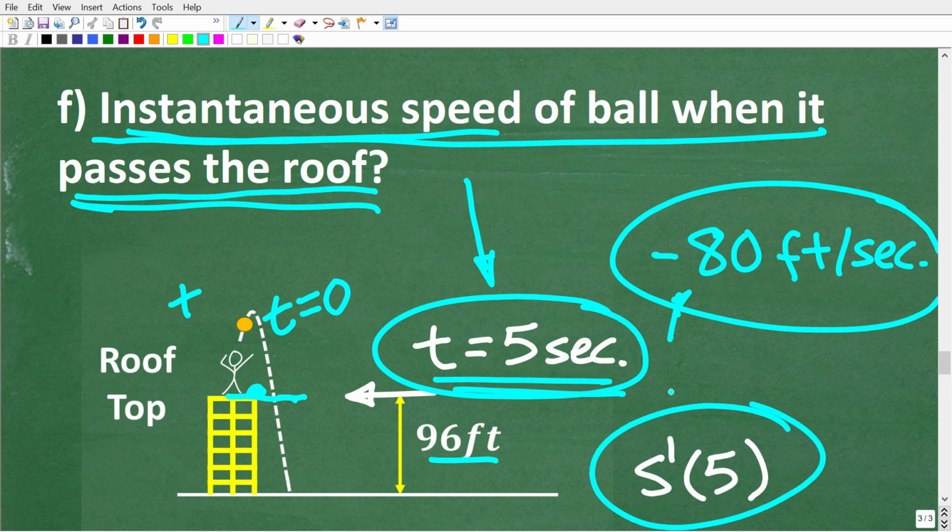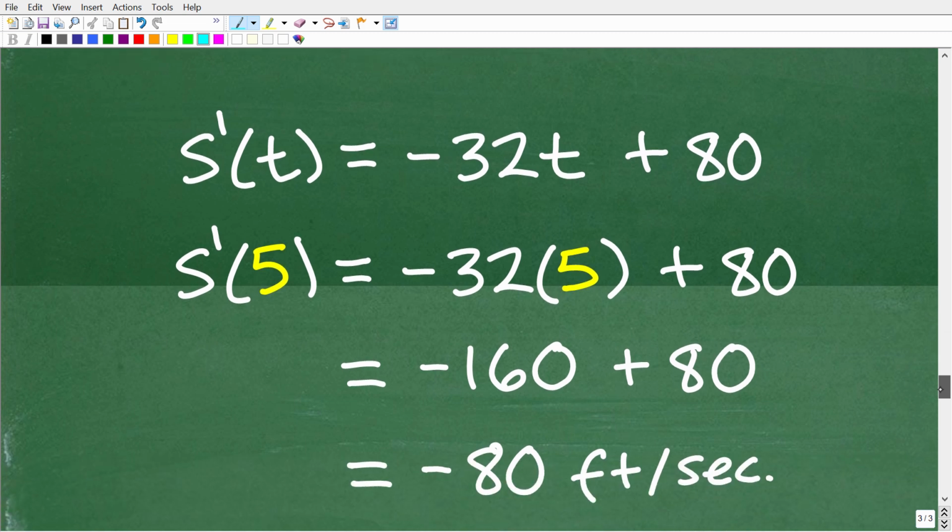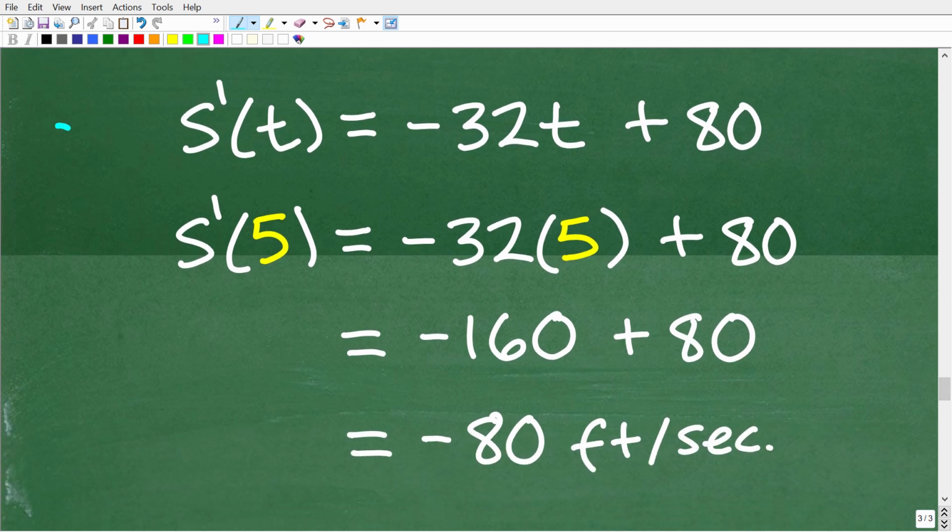So effectively, all we have to do is plug in 5 seconds into our instantaneous velocity function, the first derivative of the position function, and we'll get the answer. So again, very basic algebra. So here is the first derivative of the position function. Again, I'm stressing that this gives us velocity, and if we wanted to take the derivative of this, we would get the acceleration. All right, so here all we have to do is plug in 5 for seconds.